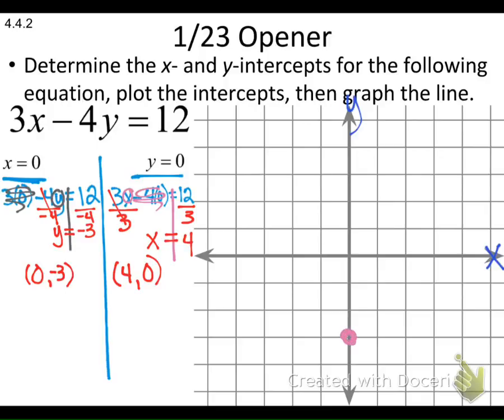Okay? Let's graph my second ordered pair. My x value was 4, my y value is 0. I start at my origin. Which way do I go? 1, 2, 3, 4. When I go to graph my line, my expectations stay the same. Your line needs to go through both or all plotted points. It needs to go to the end of the coordinate plane and it needs to have arrows.